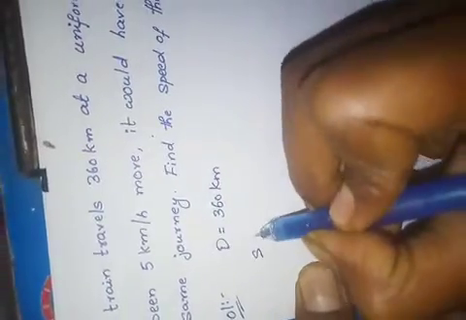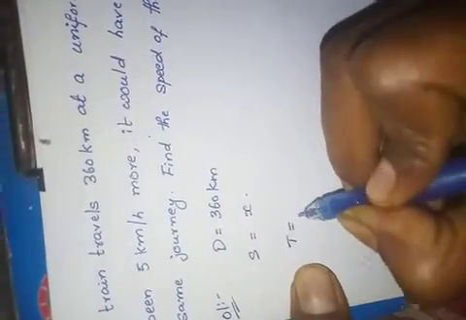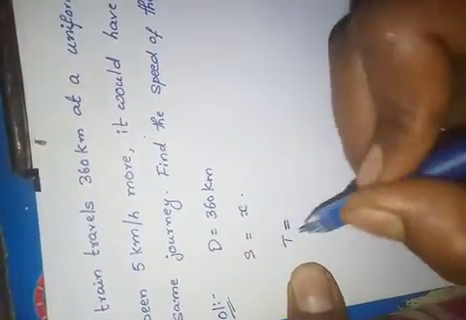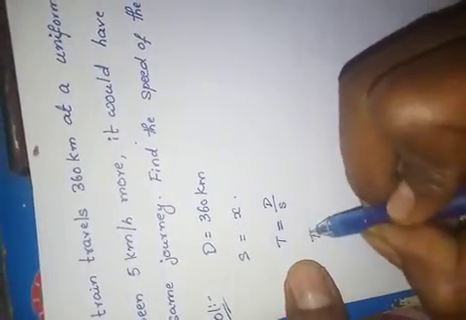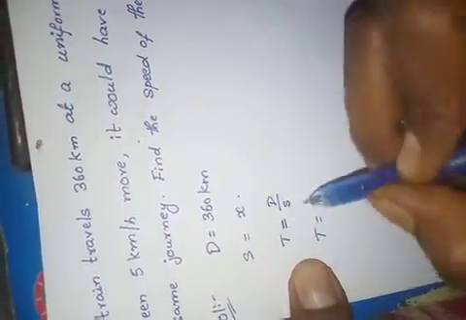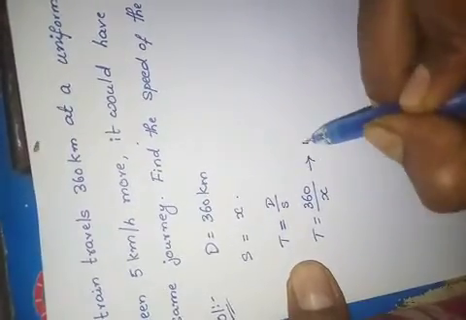I don't know the speed, so I am taking it as x. We know the time formula. From so many problems we are using the same formula: time equals distance by speed. Here t equals 360 by x. Let it be equation 1.